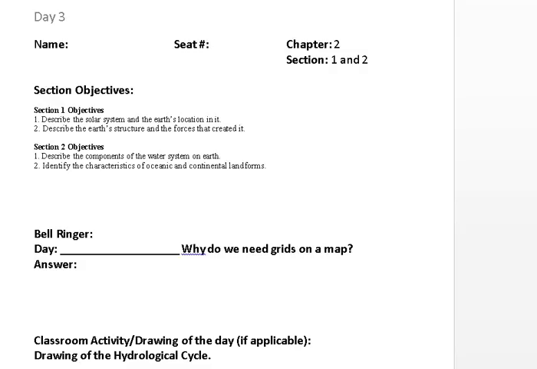Today's lecture will be over Chapter 2, Section 2. Objectives: Number 1, describe the components of the water system on Earth. Number 2, identify the characteristics of oceanic and continental landforms.